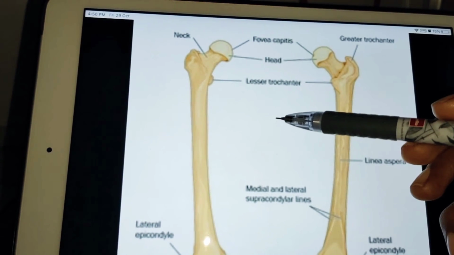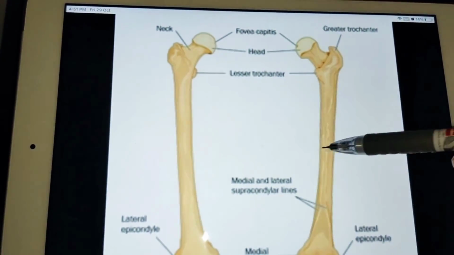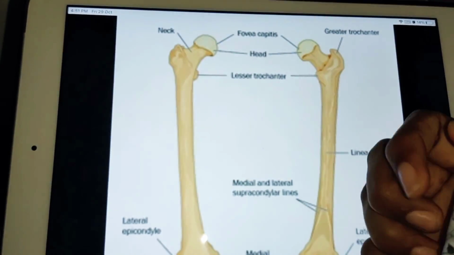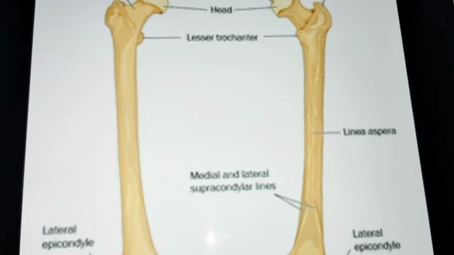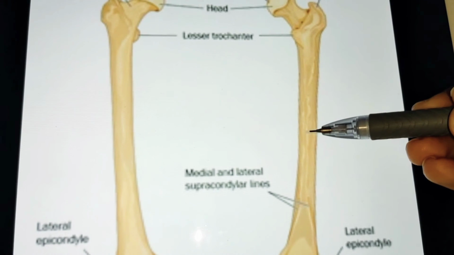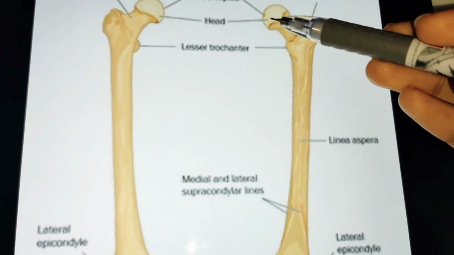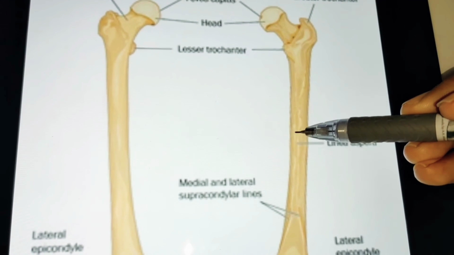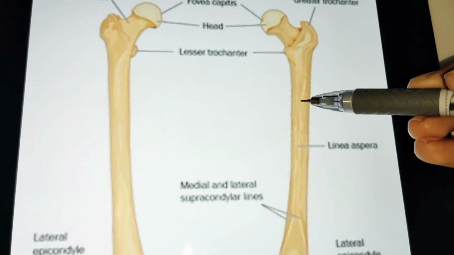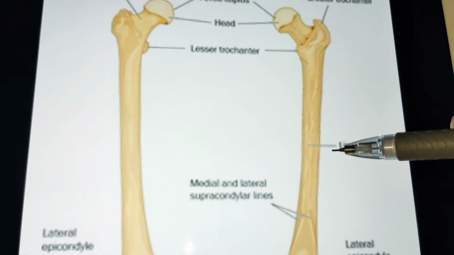In the middle one third of the shaft it has three borders. So first we'll talk about the middle one third. It has mainly three borders. On the posterior side in the middle you will see the linea aspera, and its sides will form one line, that is the medial side. You can say the head side will be the medial side, this is the medial side, and this is the lateral side. So on the posterior side you will see the well marked linea aspera.